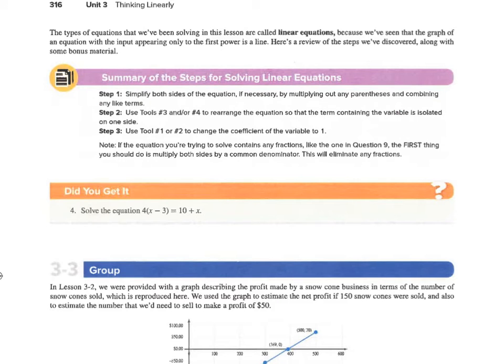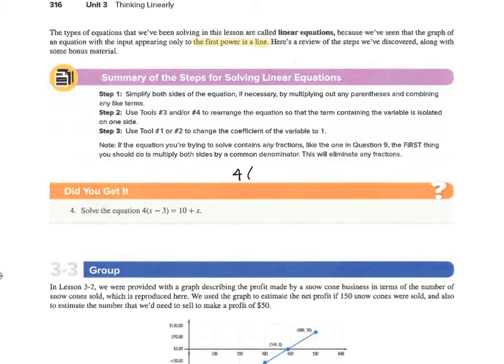The types of equations that we've been solving in this lesson are called linear equations, because we've seen that the graph of an equation with the input appearing only to the first power is a line. So I'm going to highlight this. Your variables, your x's, or if they're using another letter to represent the variable, it's going to be to the first power. That's a key idea. So here's a review of the steps we've discovered along with some bonus material. Okay, so I'm going to use this summary here to help me solve the "did you get it."